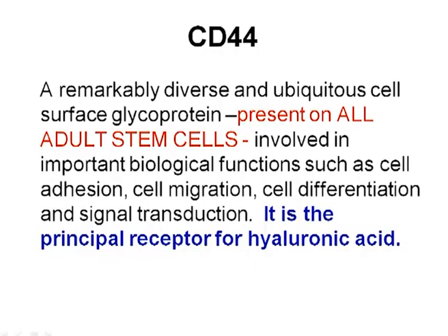It is a remarkably diverse and remarkably functional, multifunctional molecule, and is present on all adult stem cells. It's involved in important biological functions, such as cell adhesion, cell migration, cell differentiation, and signal transduction. And it is the principal receptor for hyaluronic acid, and it's best known as the hyaluronic acid receptor.